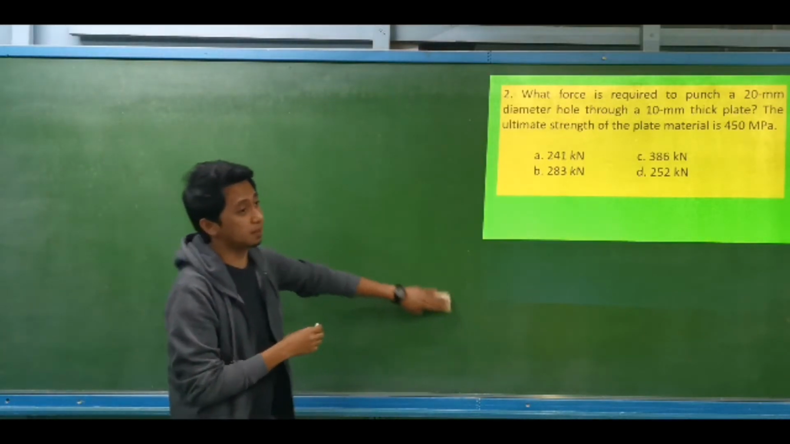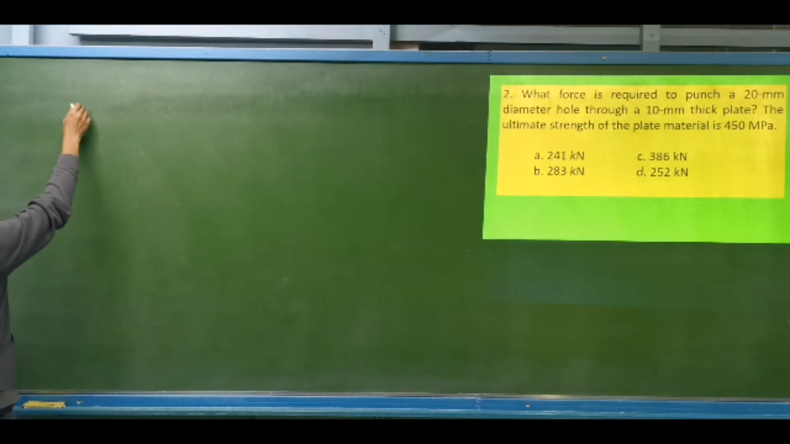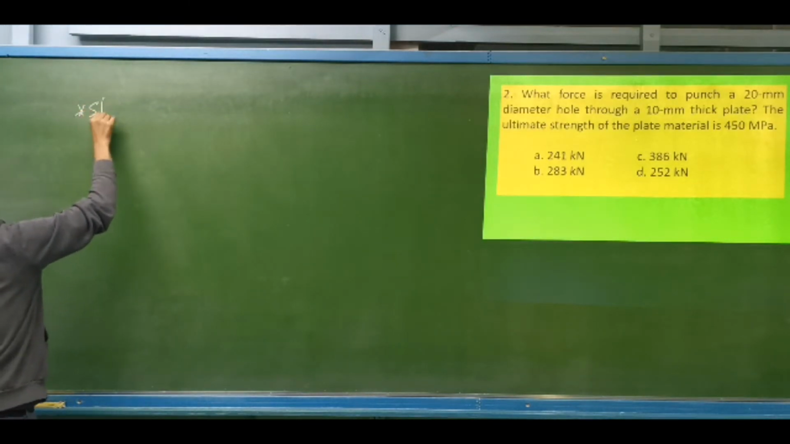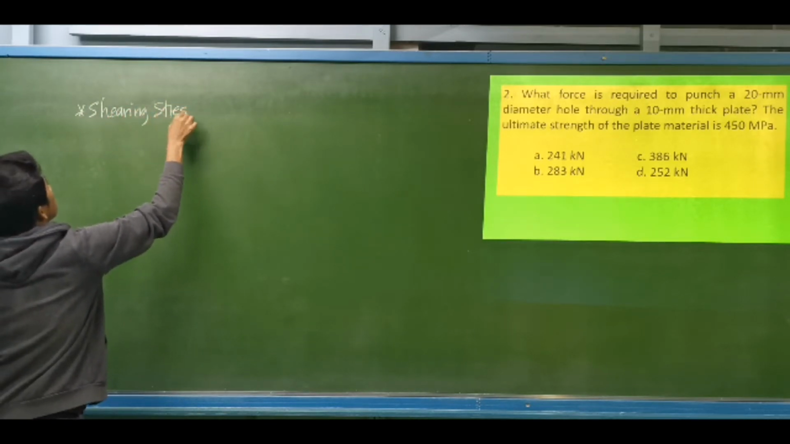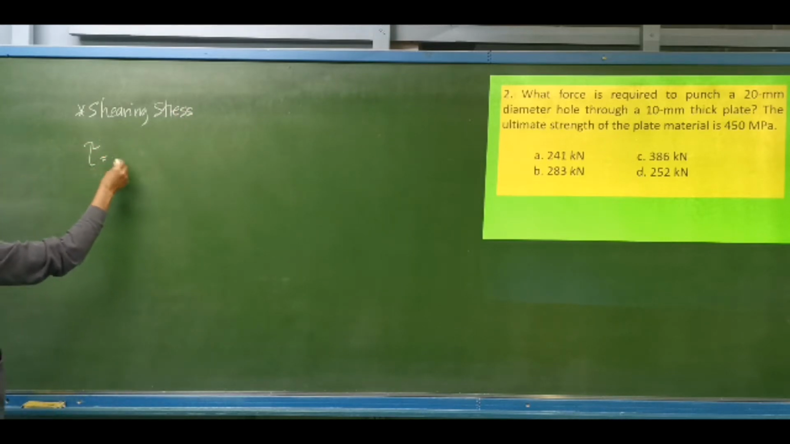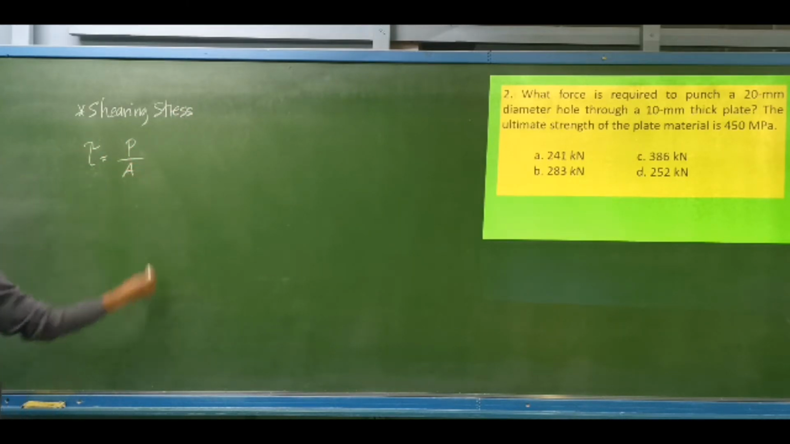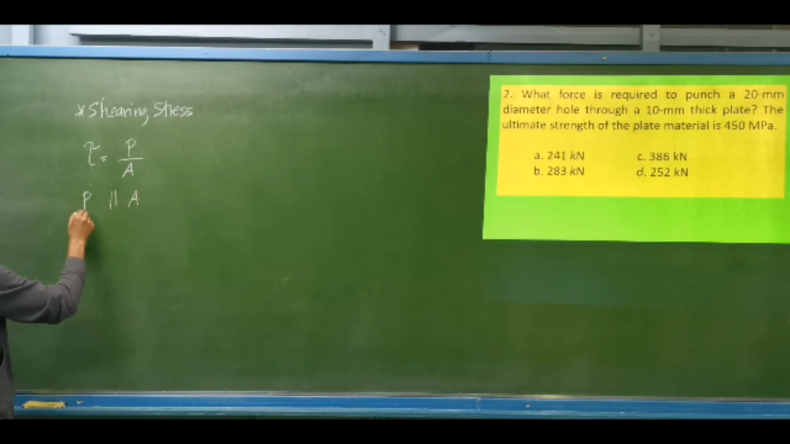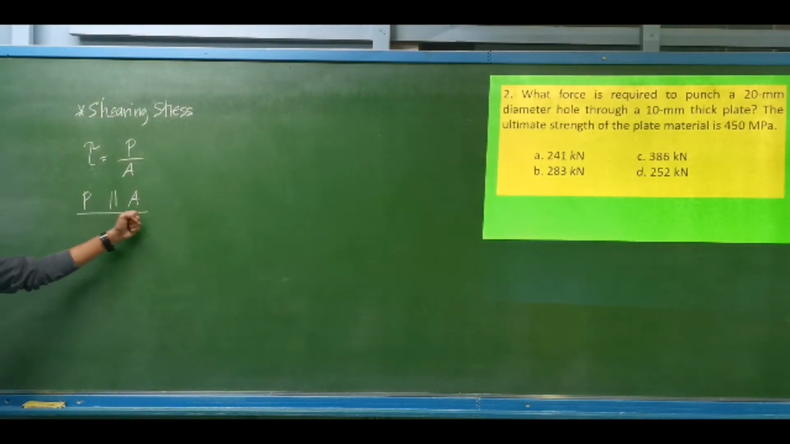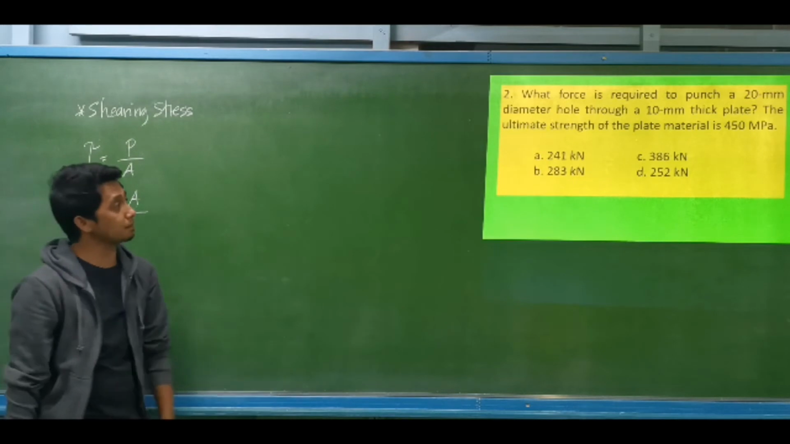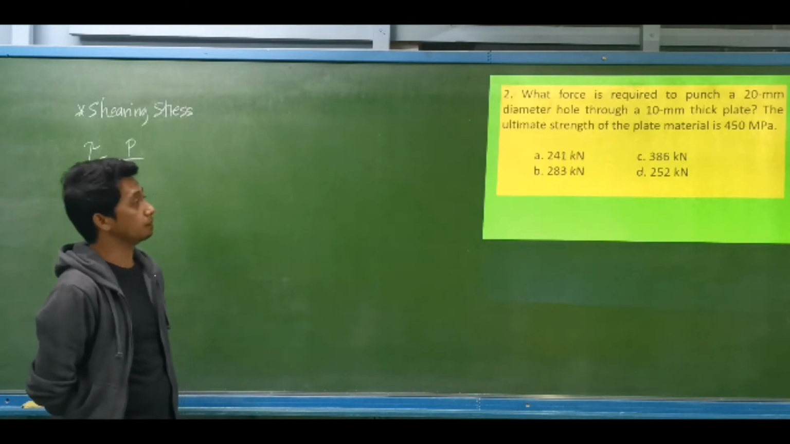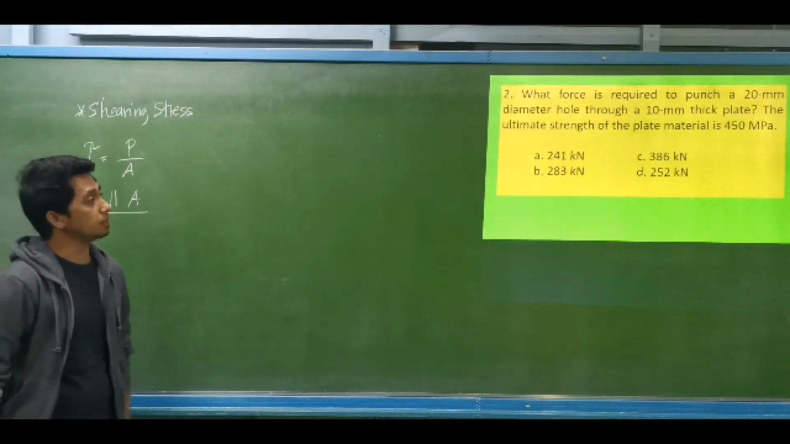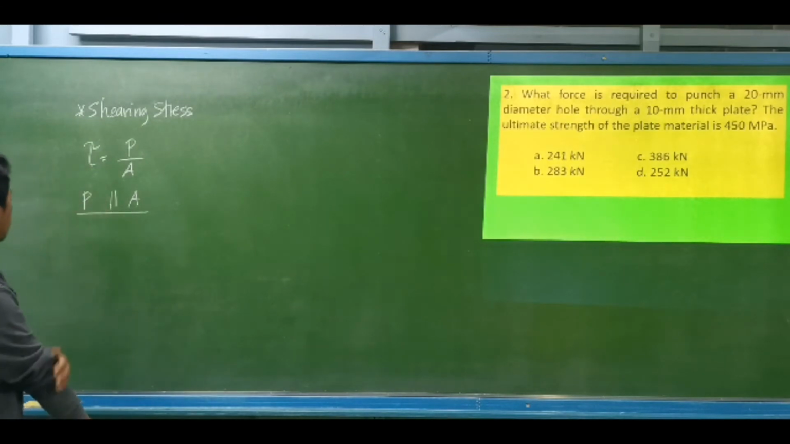And so let's have another type of stress, that is the shearing stress. For shearing stress, we have tau, which is the same as the force divided by area. But in this case, the applied force is parallel to the resisting area. So the force is parallel to the area. Just like this example: what force is required to punch a 20 millimeter diameter hole through a 10 mm thick plate? The ultimate strength of the plate material is equal to 450 megapascals.